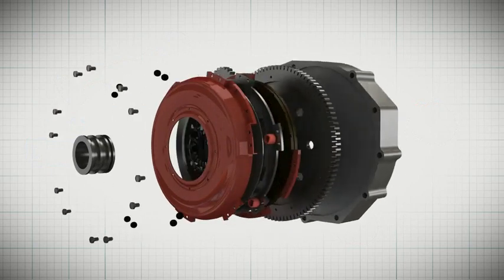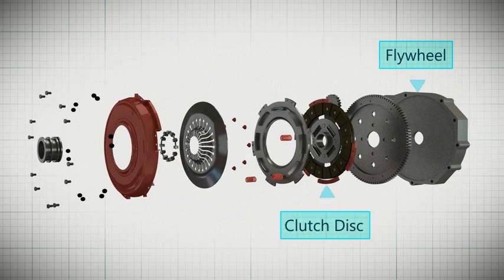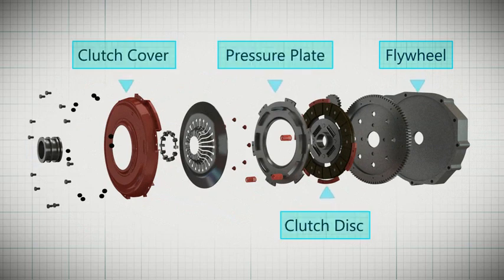Let us have a closer view of clutch. It consists of the flywheel, clutch disc, pressure plate, clutch cover, hub.